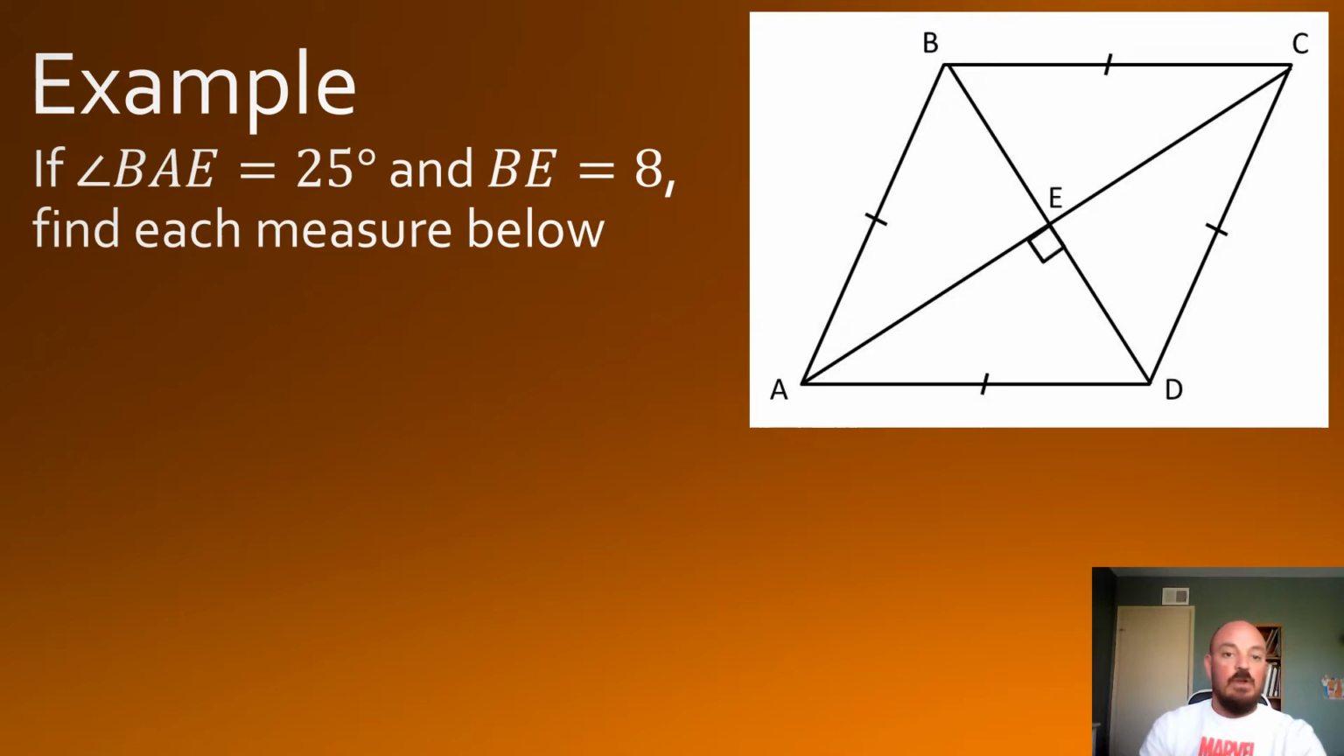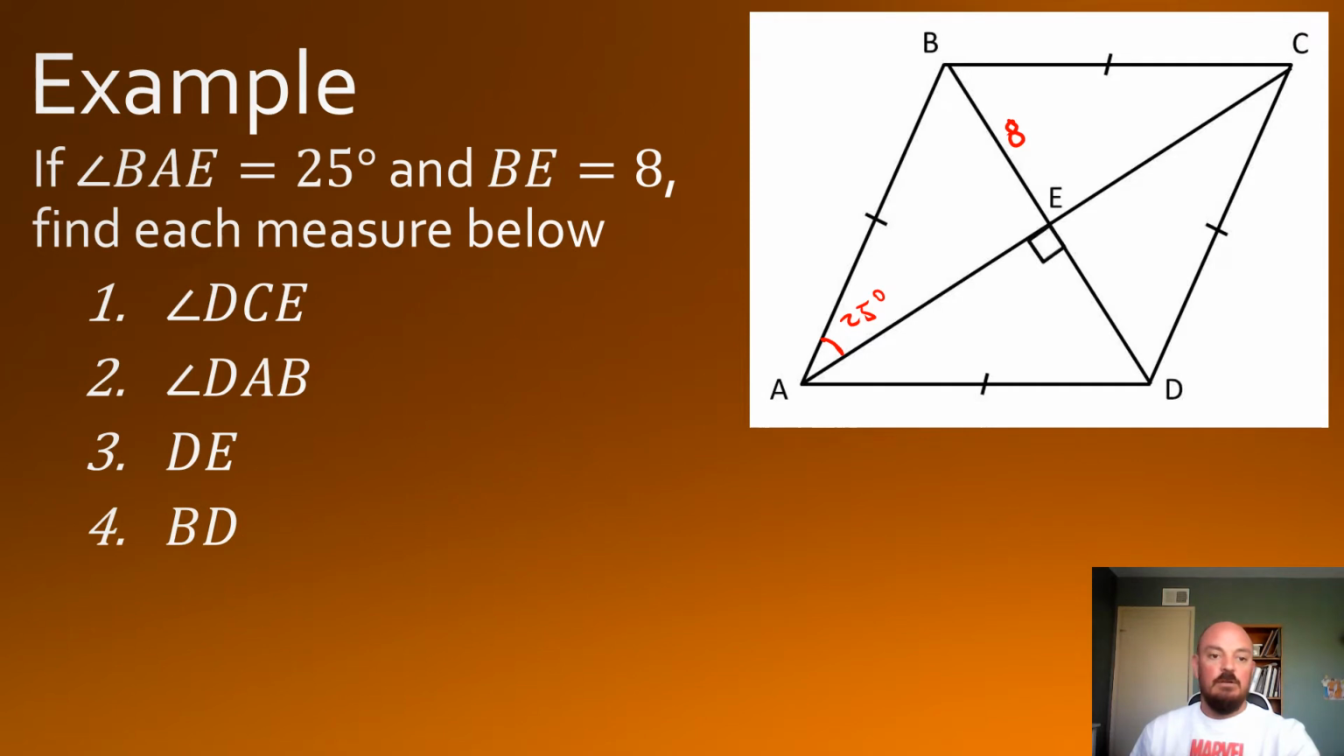Let's mark those in before I even ask you anything about the picture. I said angle BAE, that's this one right here, is 25 degrees. From B to A to E. Then I said line segment BE, which is here, is 8. And we'll find each measure below. We'll put them all up here for now.